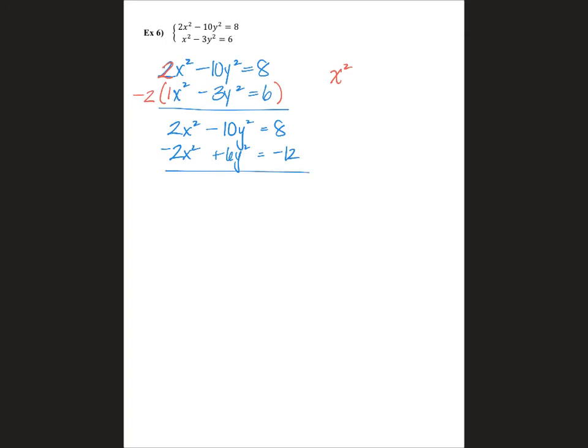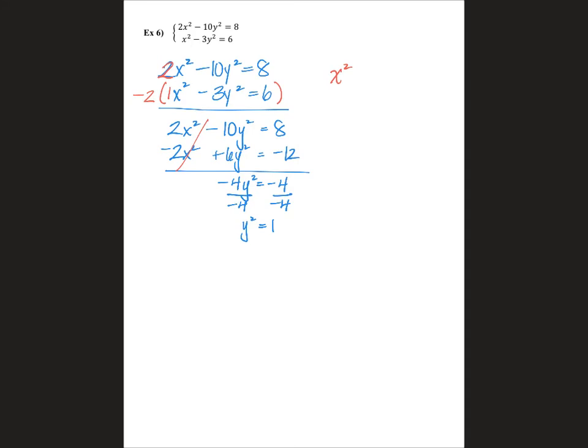Now when I add them together, my x's are going to drop. I am left with a y squared term that has a leading coefficient of -4. And if I add down here, 8 minus 12, that's also going to give me a -4. To get my y squared alone, I'm going to divide both sides by that -4. It's going to leave me with a +1.